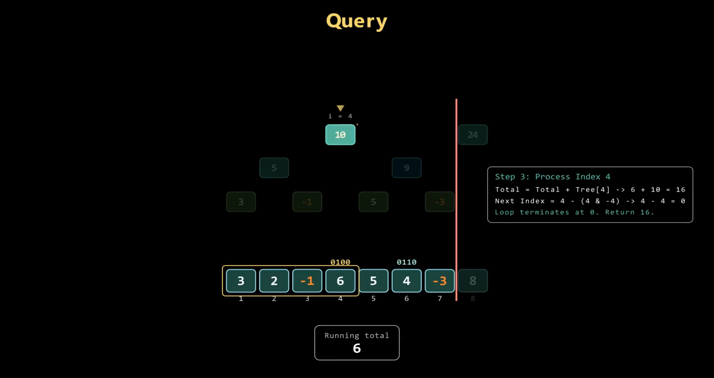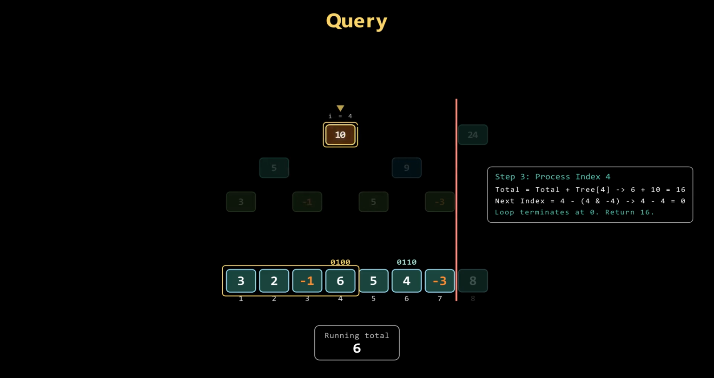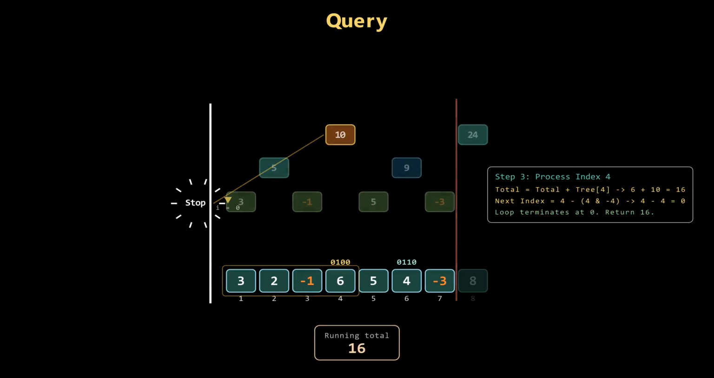Finally, we reach index 4. Node 4 is a high-level power node holding the pre-calculated sum of the entire remaining prefix from elements 1 to 4. We harvest its value of 10, bringing our total to 16. Our bitwise calculation reveals our next index is 4 minus 4, which equals 0. Hitting 0 signals our exit gate. In just 3 clean steps instead of 7, our engine delivers the perfect prefix sum of 16.